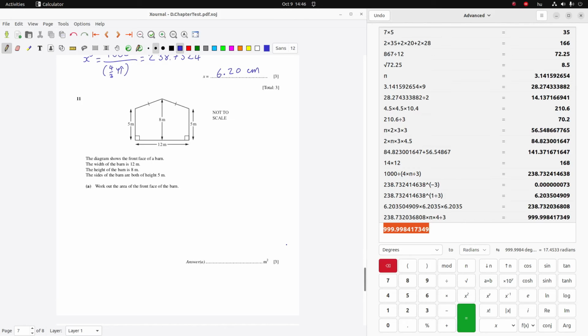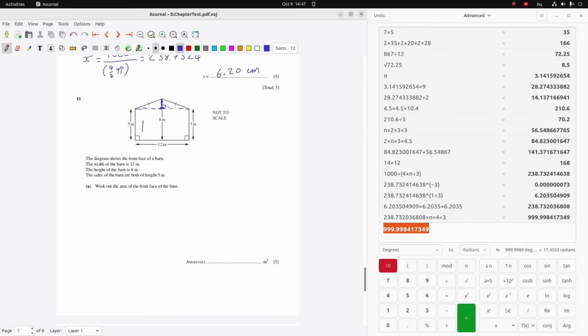The diagram shows the front face of a barn. The width of the barn is 12. The height of the barn is 8. And the sides of the barn are 5. Work out the area of the front face of the barn. It might be tempting to say width times height. That's easy. No, this is a shape that consists of two shapes. It's a shape that consists of a rectangle and a triangle.